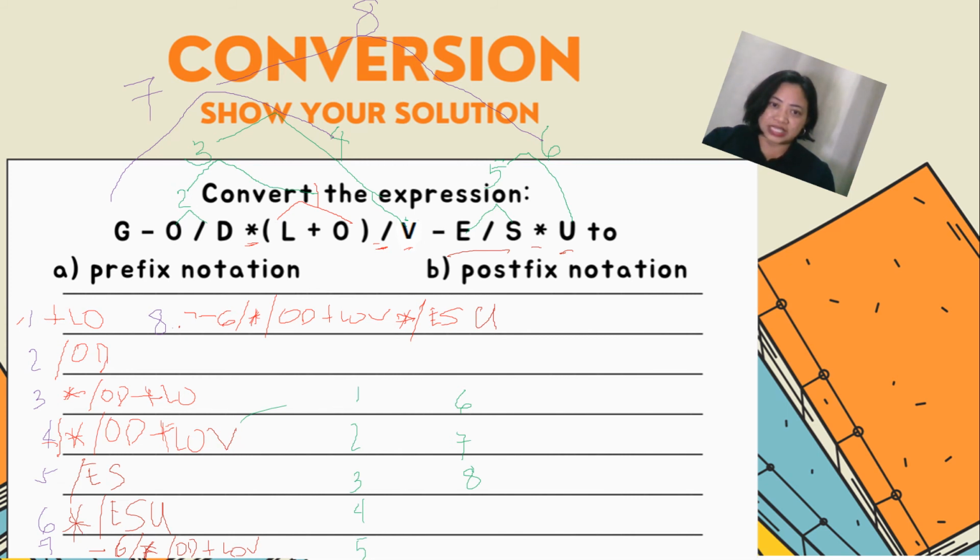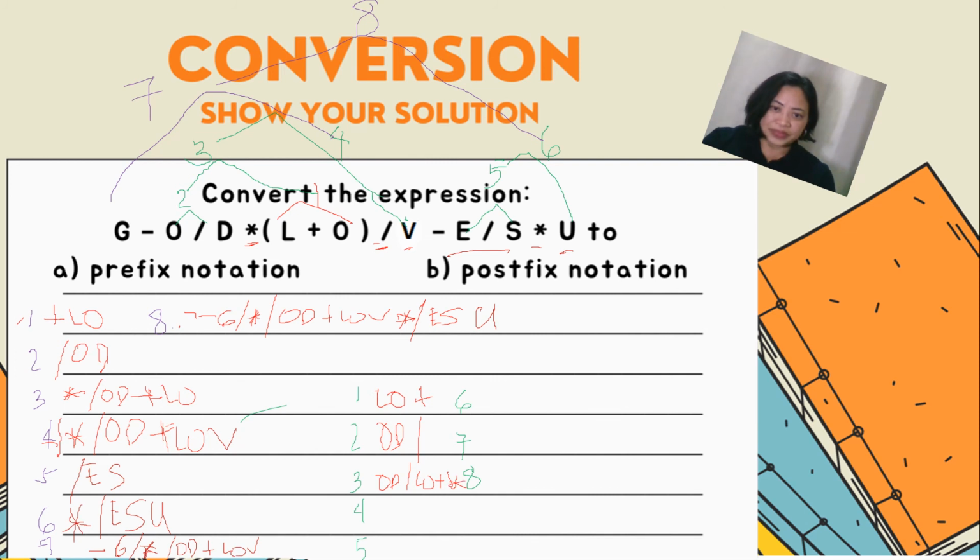Okay? So plus LO, since postfix, we have operand, operand, operator. So, LO plus. And then, yung number 2 natin, yung O divide D. So, that would be, very good, OD divide. Okay? And then, third is number 2 at saka number 1. So, number 2 yung nasa kaliwa. So, number 2, OD divide, and then number 1, LO plus, tapos multiply.